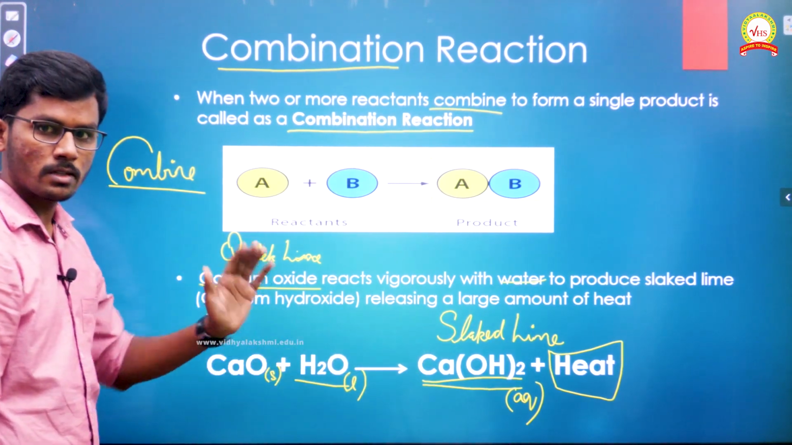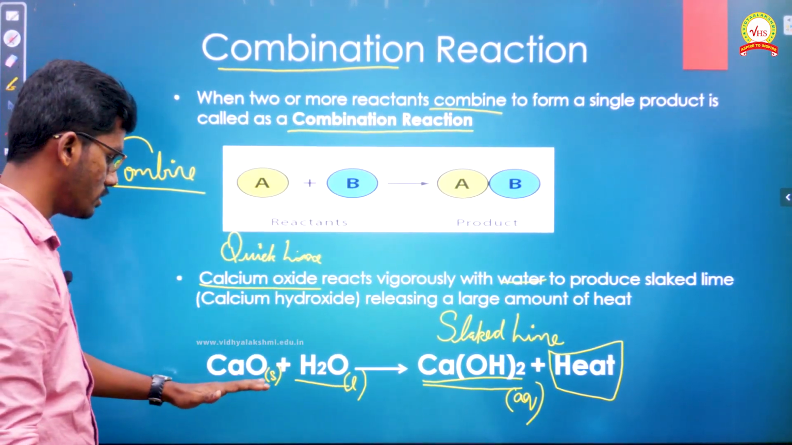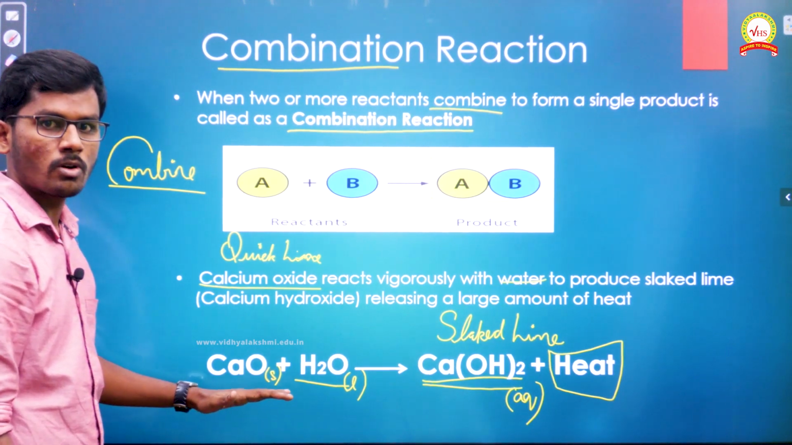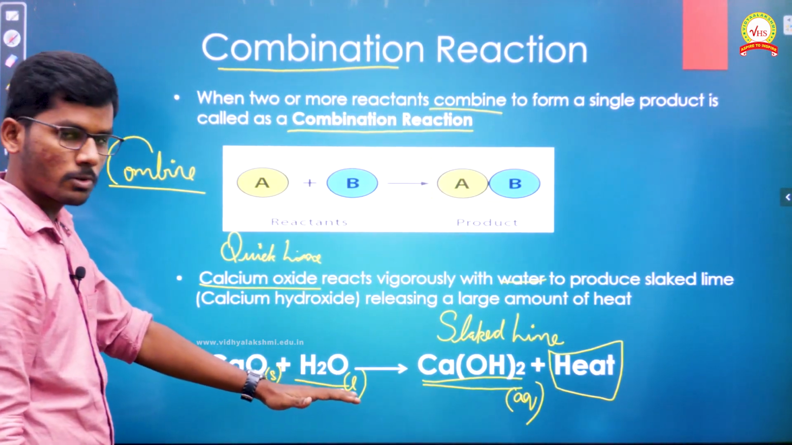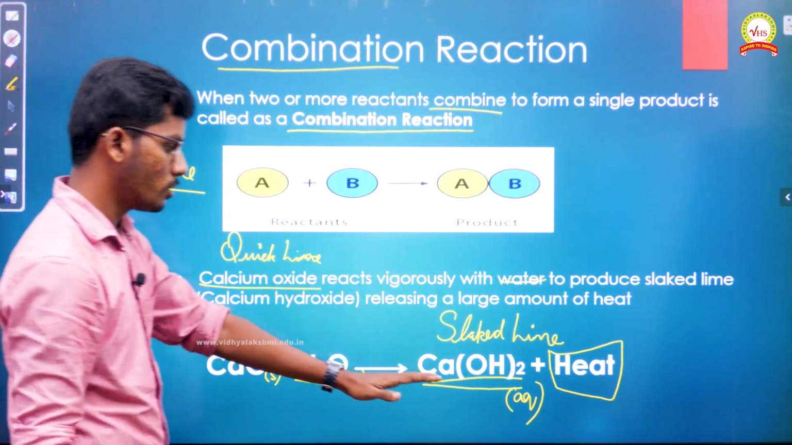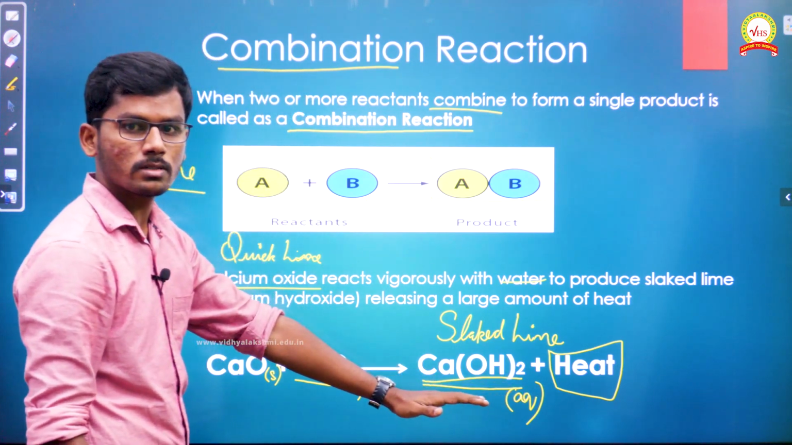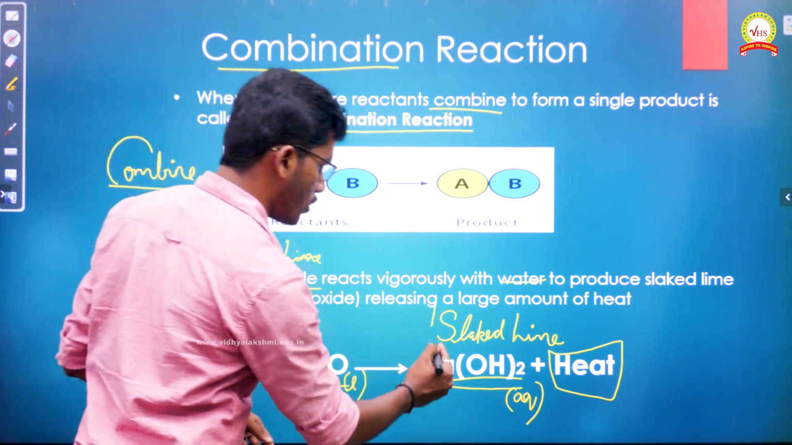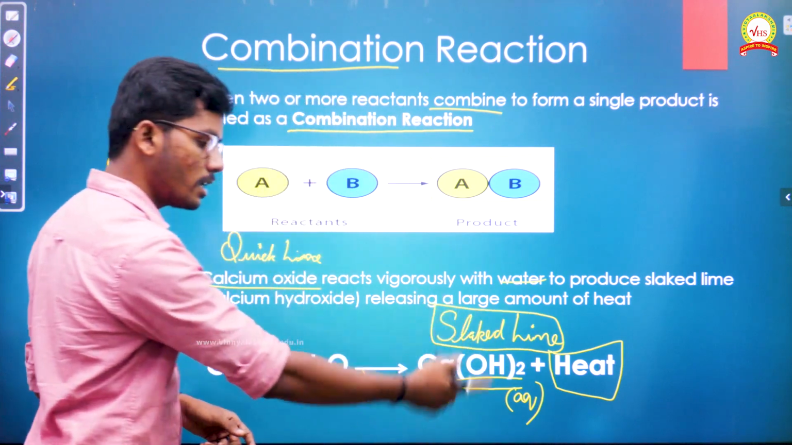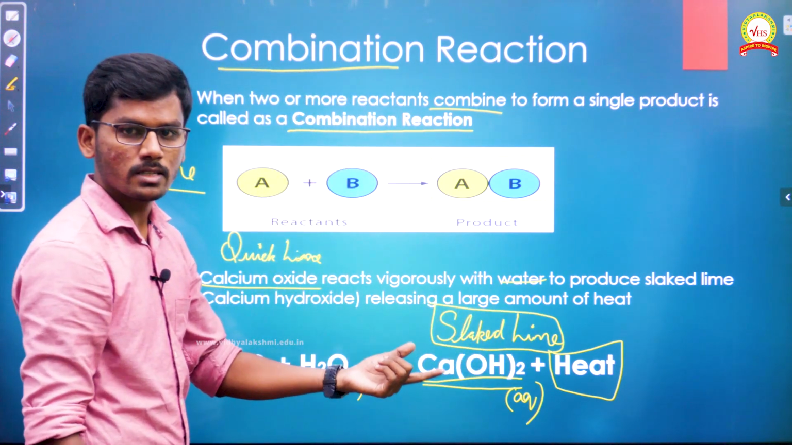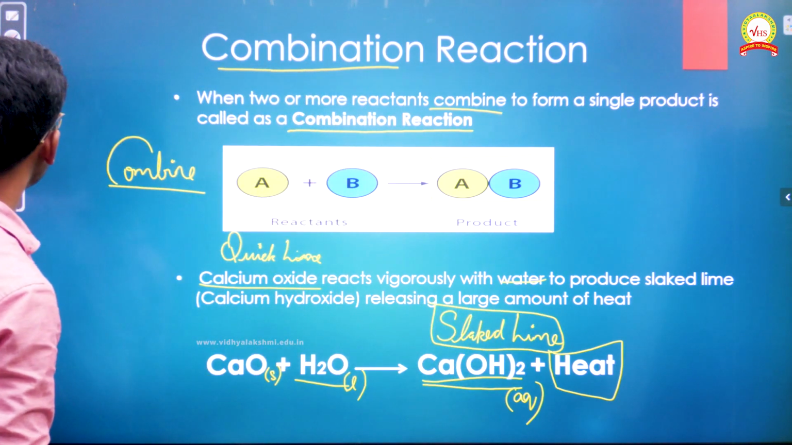So you can relate this to combination reaction. Calcium oxide, which is called quicklime, is reacting with water, another reactant. Together they form a compound called calcium hydroxide, which is also called slaked lime. In addition to that, it also releases heat energy. Okay, let us move on to the next slide.